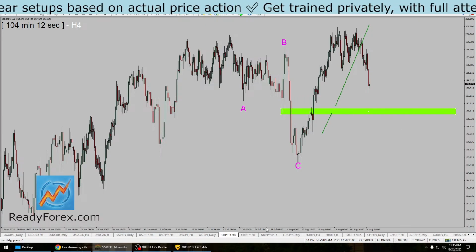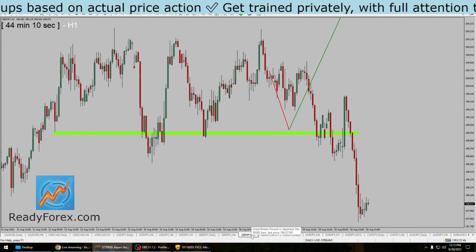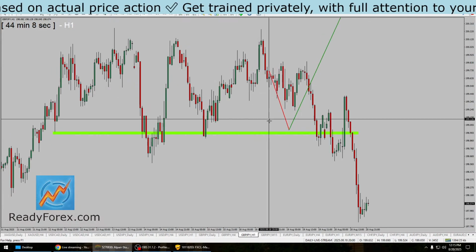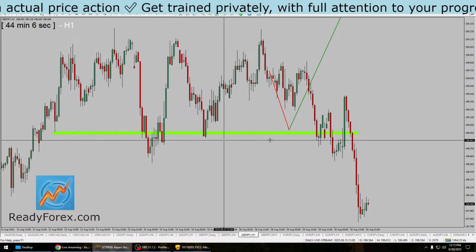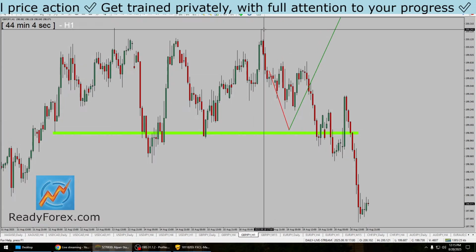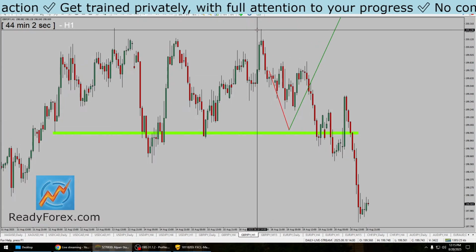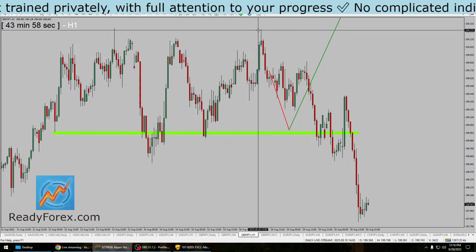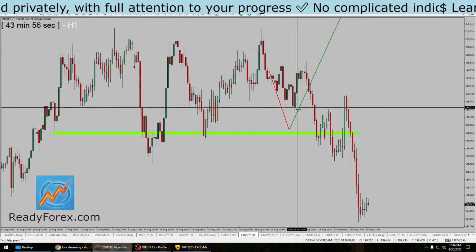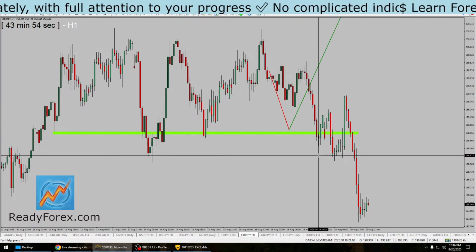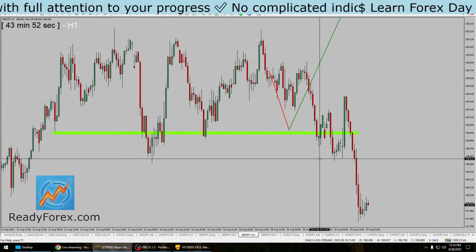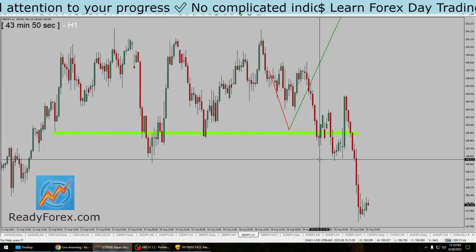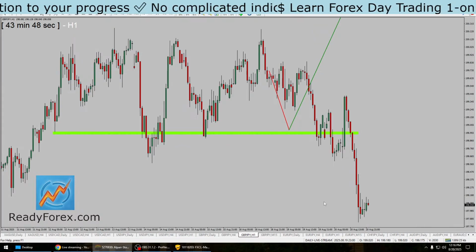Okay, let's take a look at 1 hour. So you see, this was the support area. Price action took out the support level. What kind of pattern do we have over here? Okay, 1, 2, 3, 4, 5, A, B, and C. Looks to me like we're getting a double zigzag over here.